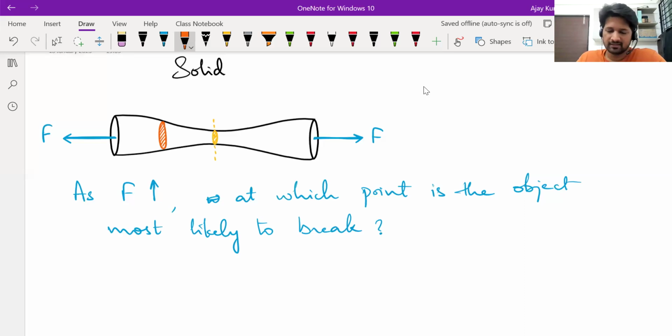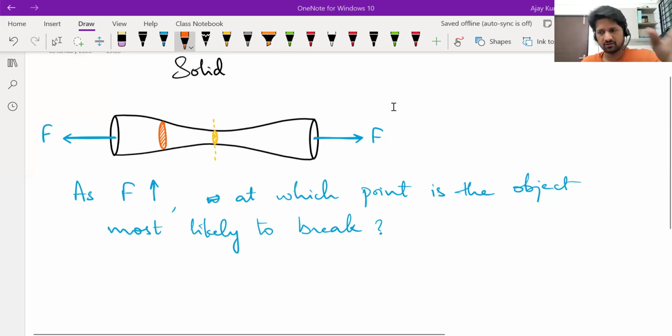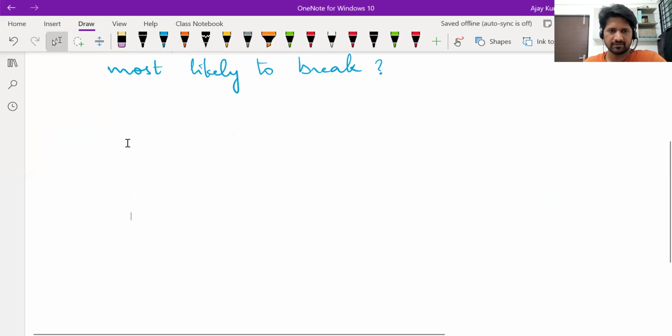Okay, fine. See, we are applying equal force at both the ends, right? Therefore, the net force on this solid object is zero. If net force is zero on the entire object, then on small parts of the object also the net force will be zero. Now you consider any random cross section. Let's consider that orange one. Look at the forces that act on the part of the object which is to its left.